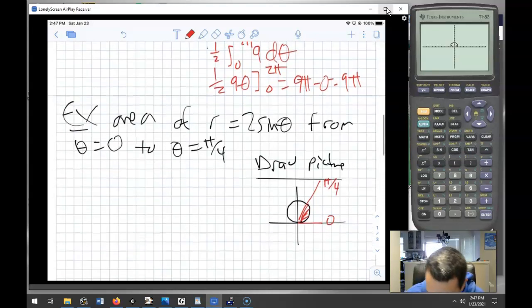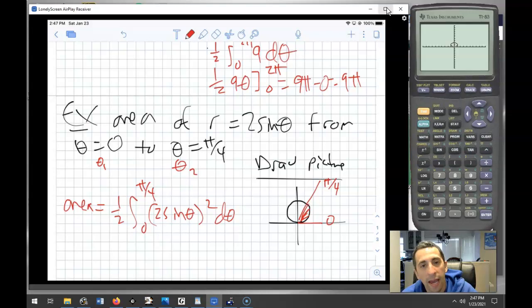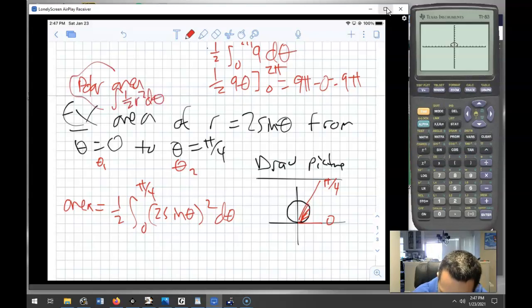So this is my theta 1 and my theta 2, or my a and my b. My area is 1/2 times the integral from 0 to pi over 4 of 2 sine theta squared. Again, when you see a polar problem and you see an area, you should immediately think polar area: I'm integrating 1/2 r squared d theta. You're going to use that every single time you're finding a polar area.